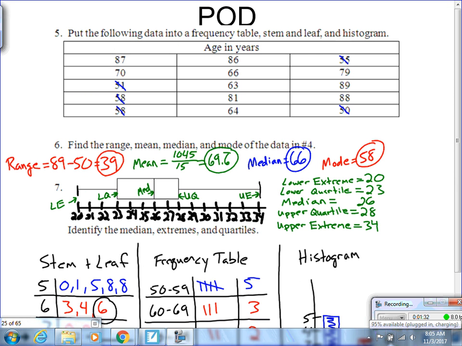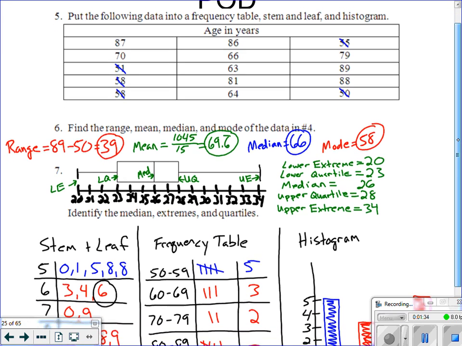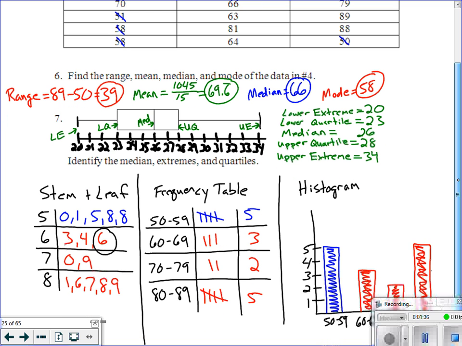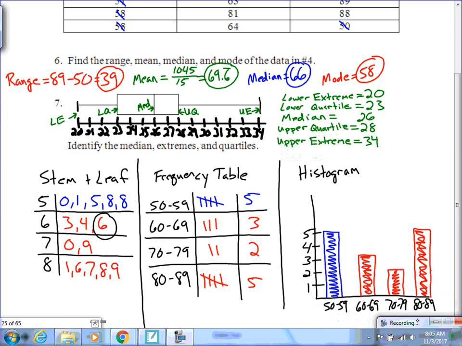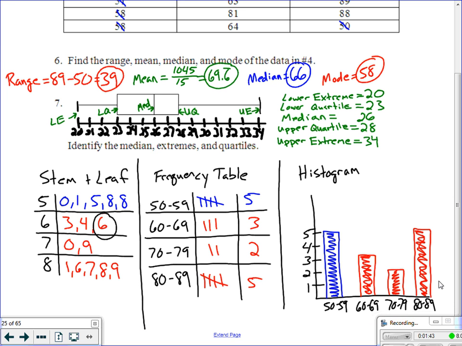All right, here to check the problem of the day. Again, look at your stem and leaf, your frequency table, and your histogram here. Just make sure that, again, that stem and leaf has to be in the correct order. And then again, you can use your stem and leaf to make your frequency table, use your frequency table to make your histogram.